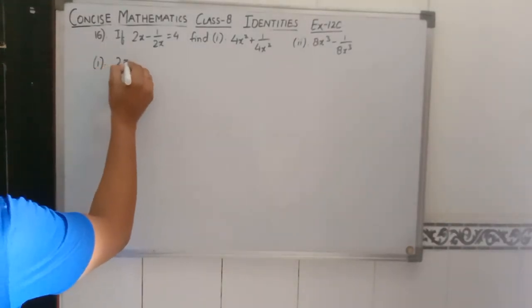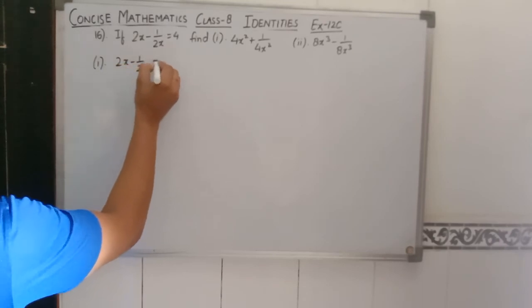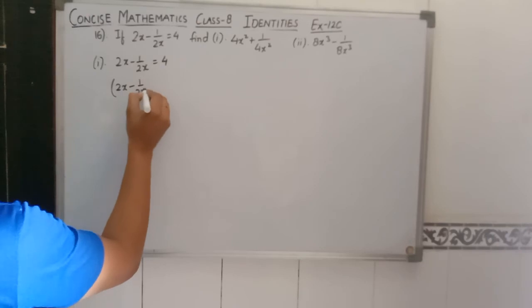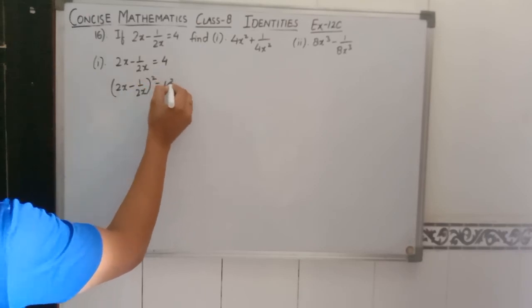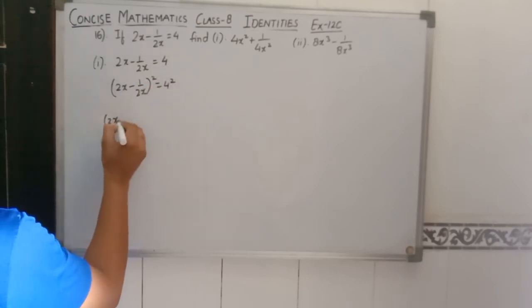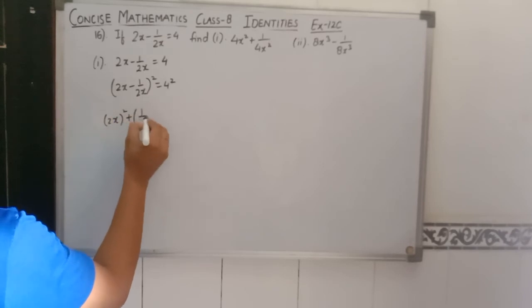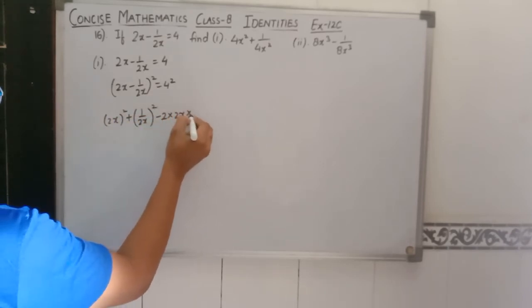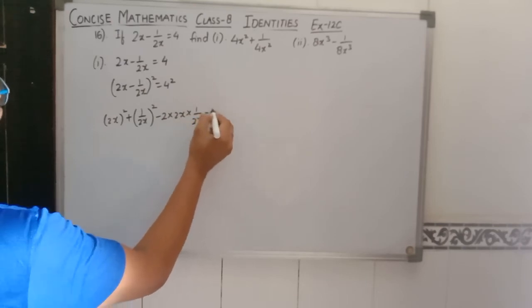For part 1, 2x minus 1 upon 2x is equal to 4. You have to just make the whole square, that is equal to 4 square. So in this, a square plus b square minus 2ab, the formula of a minus b whole square, you have applied.